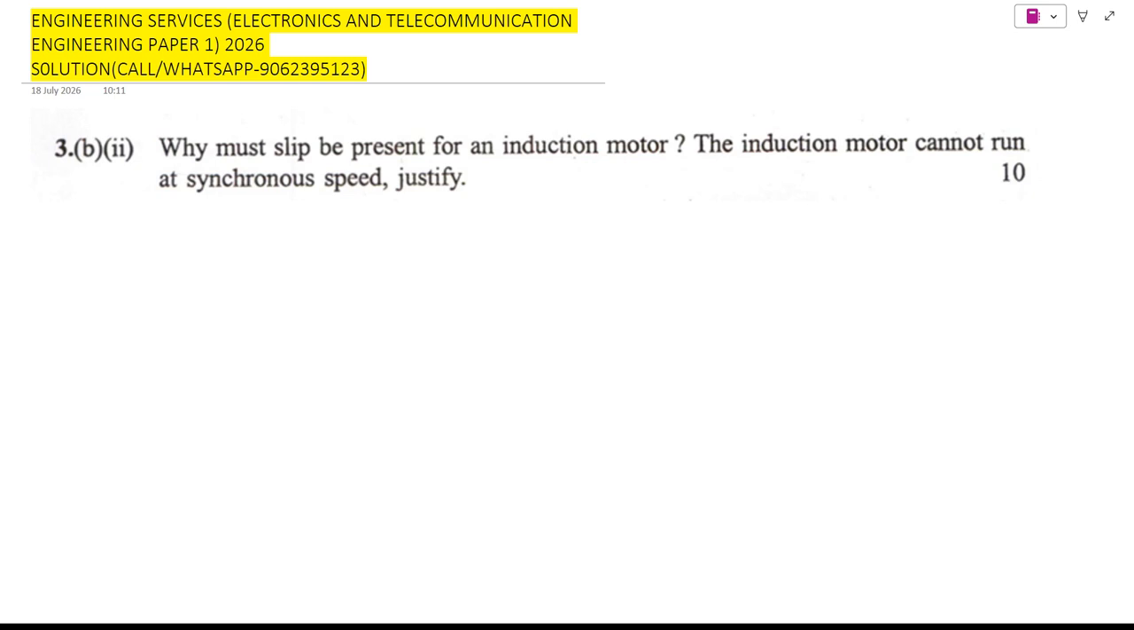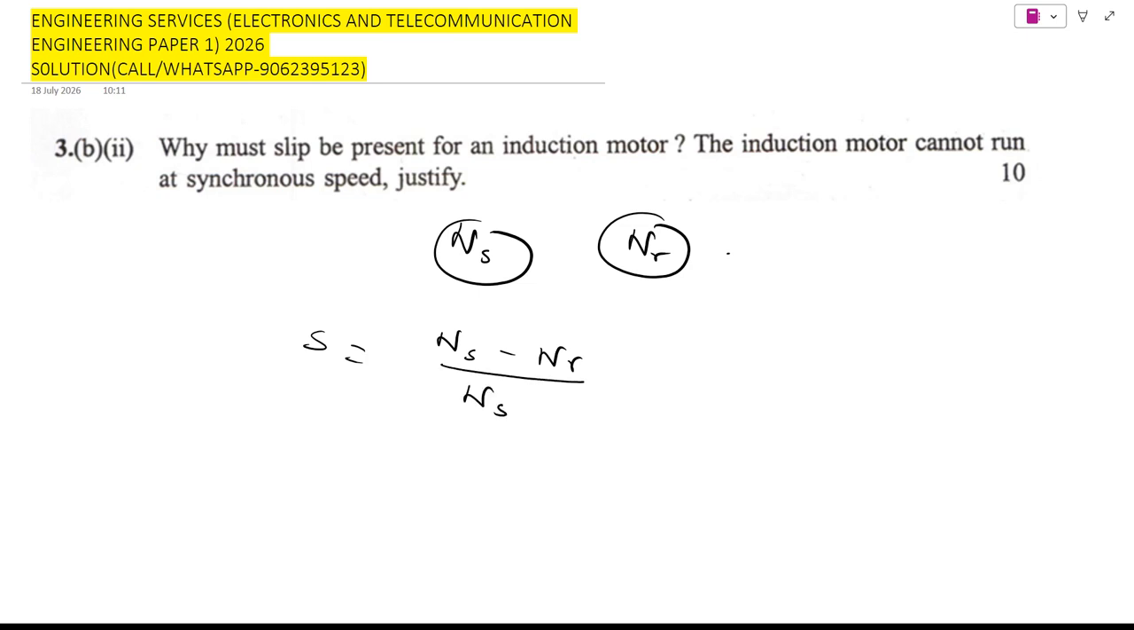The rotating magnetic field produced by the stator rotates at synchronous speed Ns, and the rotor rotates at a speed of Nr. The difference between these two speeds is called the slip. So mathematically, S equals (Ns minus Nr) by Ns, where Ns is the synchronous speed, Nr is the rotor speed, and slip is usually expressed in percentage. So percentage of slip equals (Ns minus Nr) by Ns into 100.